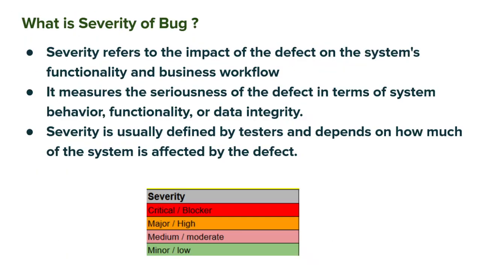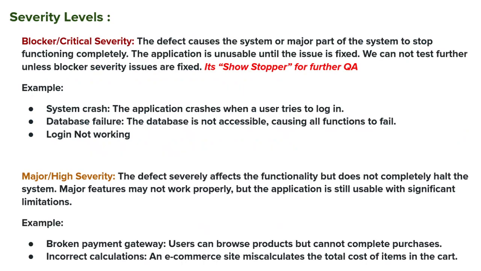There are 3 to 4 types of severity layers. First one is blocker or critical severity. If there is a bug which causes the system or a major part of the system to stop functioning completely, during test execution, if you find such a bug which halts or stops a major part of the system, then it's a blocker severity issue. It is a blocker or critical severity issue.